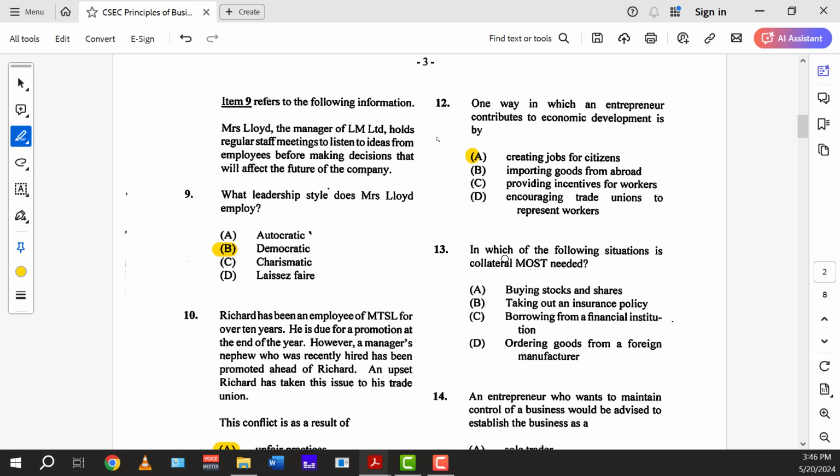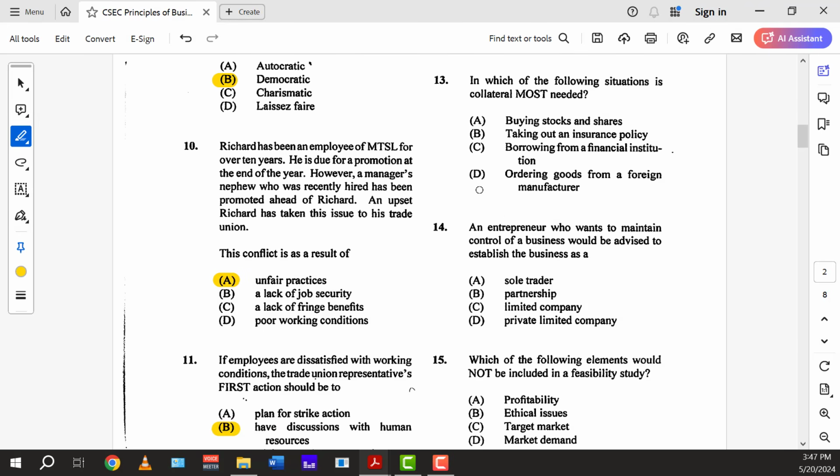Creating jobs for citizens. Number 13, in which of the following situations is collateral most needed? Buying stocks and shares, taking out an insurance policy, borrowing from a financial institution, or D. Ordering goods from a foreign manufacturer. Answer, borrowing from a financial institution. They want to make sure that they have something to back up the loan that you're going for. So in case you cannot pay, they will just take that collateral as payment.